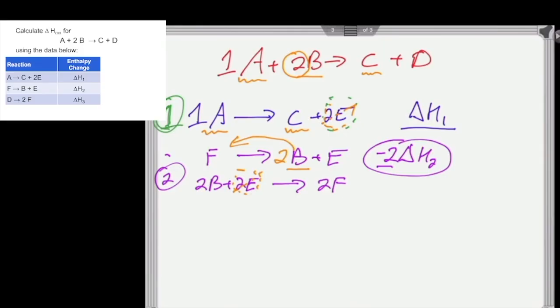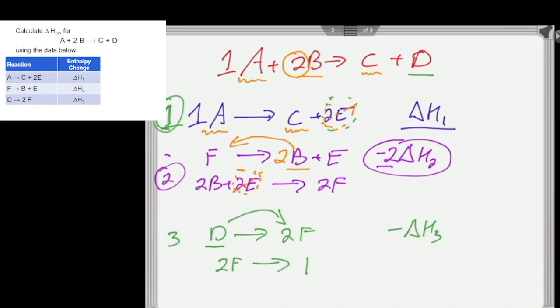Last one. Number 3 is written as D makes 2F. And once again, we look, D is over here. It's on the wrong side. But that's the only thing we have to do. It's on the wrong side of the equation. Magnitude matches. So it's not delta H3. I need negative delta H3. That would be 2F makes D.